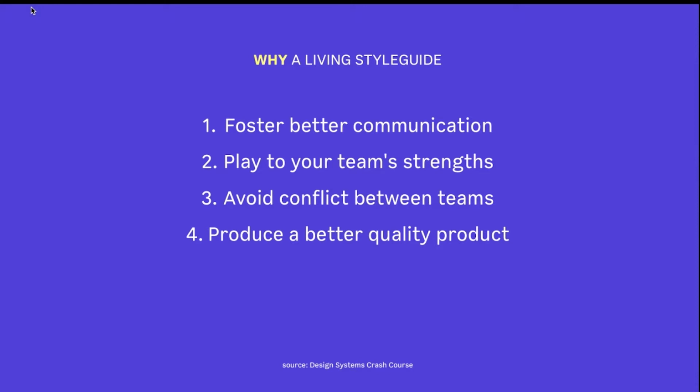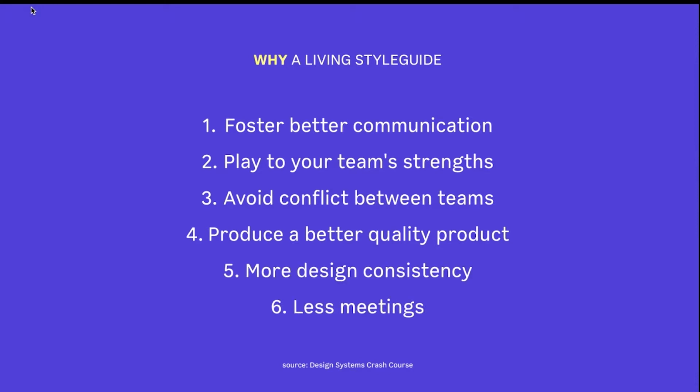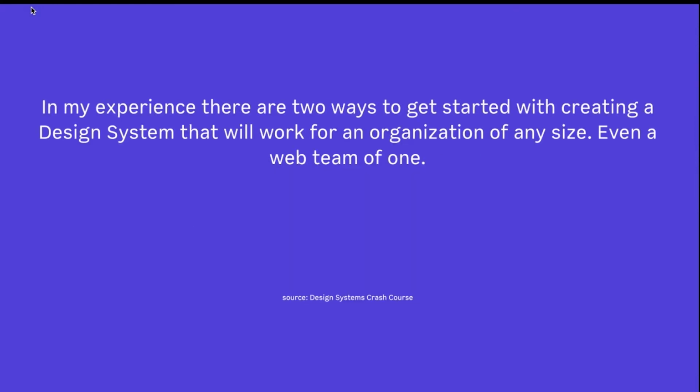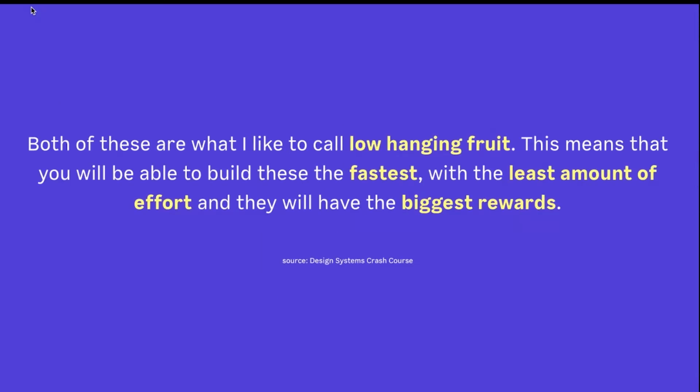Produce a better quality product, more design consistency, less meetings. And these things are from a course that I created on design systems. Basically, I found that there are 2 ways to really get started with a design system that works for an organization of any size. And that's front-end code, and what we're talking about today, a living style guide. And again, more benefits, low-hanging fruit. It's the fastest, least amount of effort, biggest rewards.